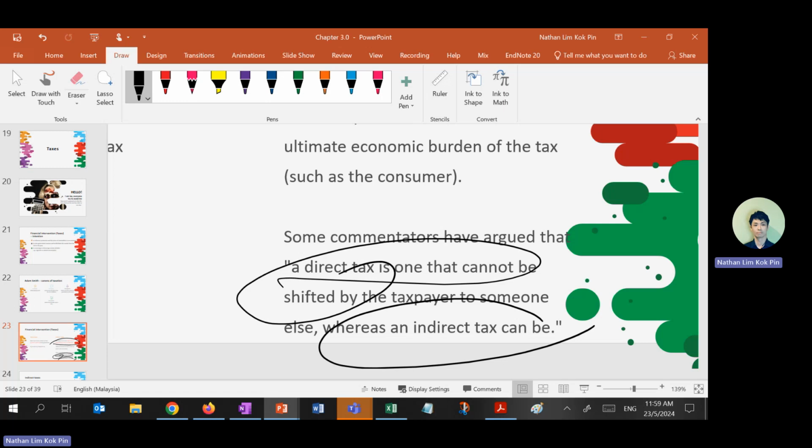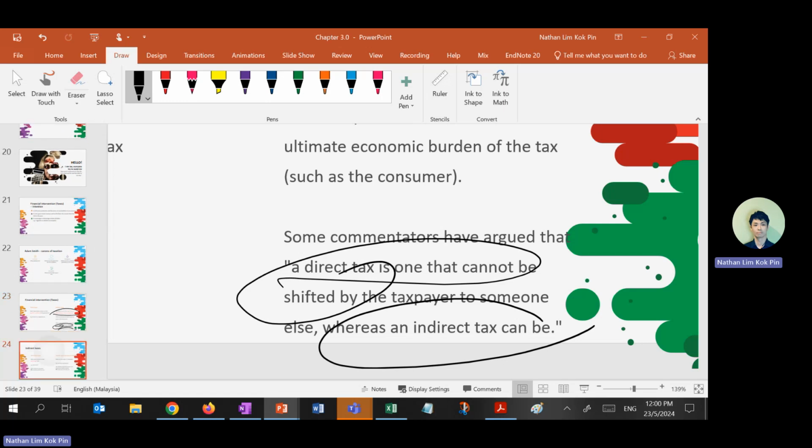Indirect can be avoided. Why? If I don't want to pay for the cinema tickets, I don't want to pay the tax. What do I do? Ask my friends to go and pay. Then they will be the ones paying. Ask my parents to pay. So they pay the ticket together with the tax, then I don't want to pay them back. That's all. So it can be shifted. So this indirect tax, make sense? Okay.